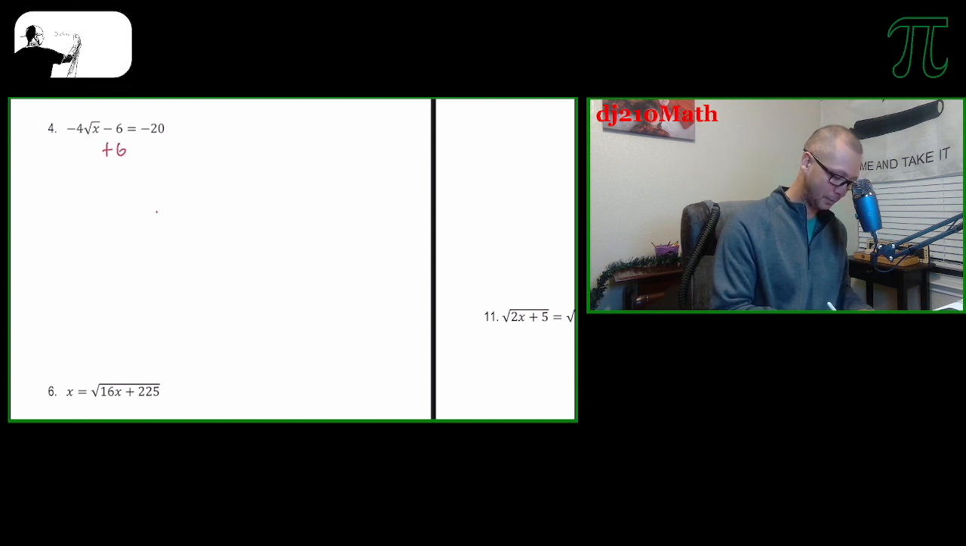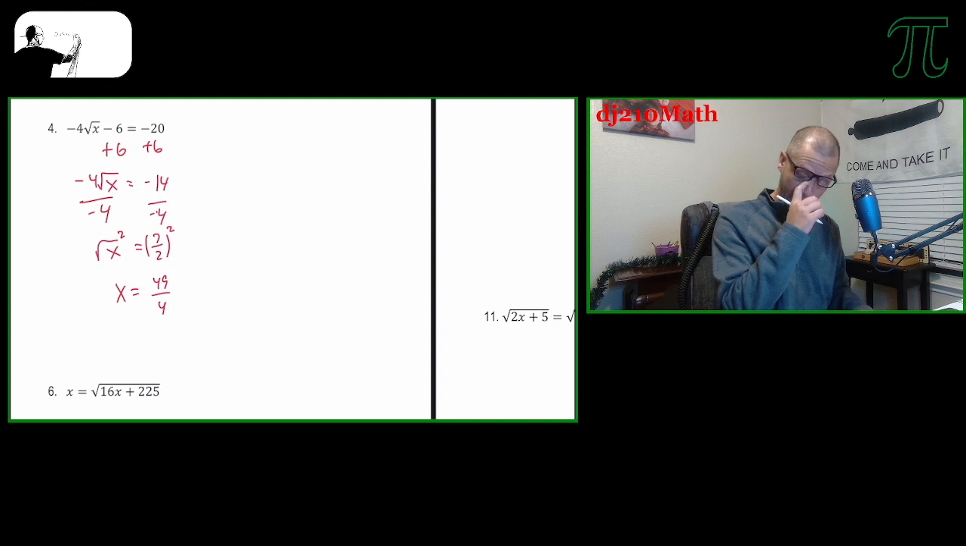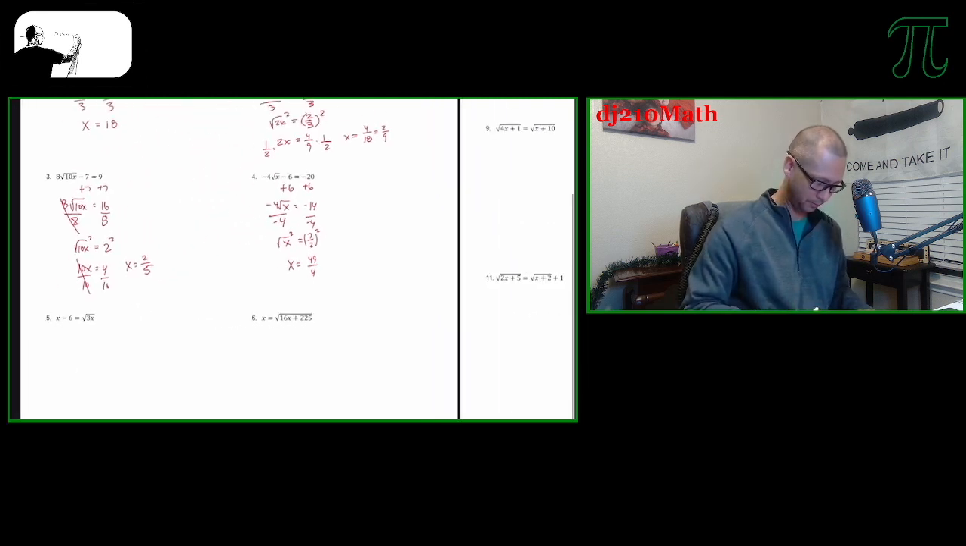I'm going to add 6 to both sides. Negative 4 root x is equal to negative 14. Divide both sides by negative 4. Root x is equal to, the negatives cancel, 7 over 2. Square both sides. X is equal to 49 over 4. I'll let you check it, actually. So, that'll be on you.